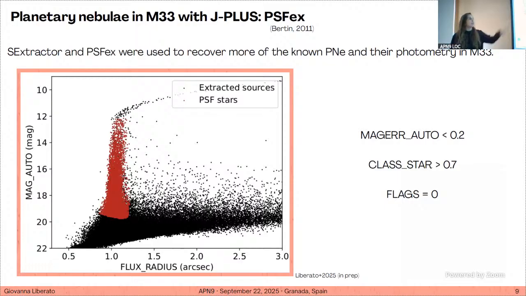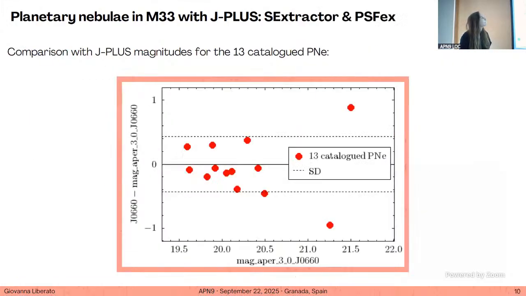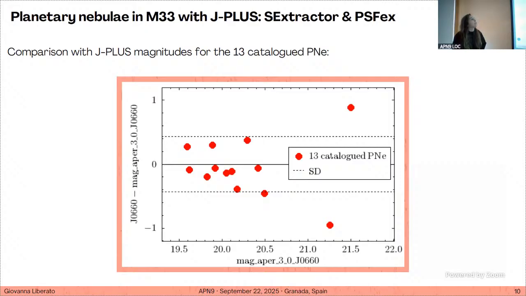We also apply a limit of 0.2 to the error in MAG_AUTO, CLASS_STAR greater than 0.7, because close to 1 means point source and close to 0 means extended objects, and FLAGS equal to 0, which also means point-like sources. Okay, so we can do a comparison between our magnitude here and the J-PLUS magnitude for the 13 cataloged sources. In the dotted line we have the standard deviation, so we can see that they behave quite well, except for fainter magnitudes, where we have a difference of almost 1.